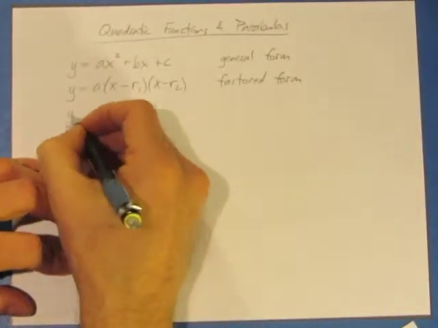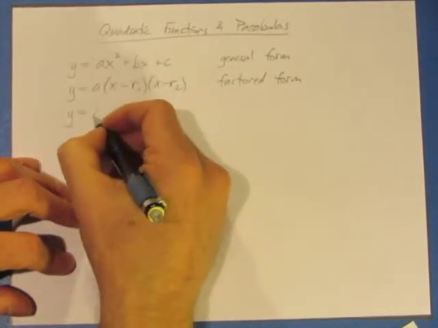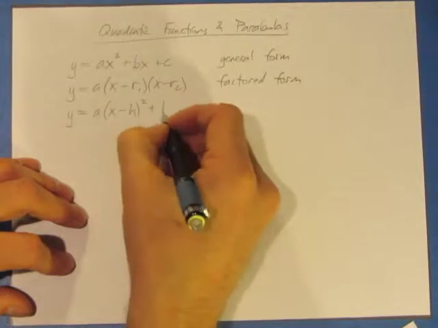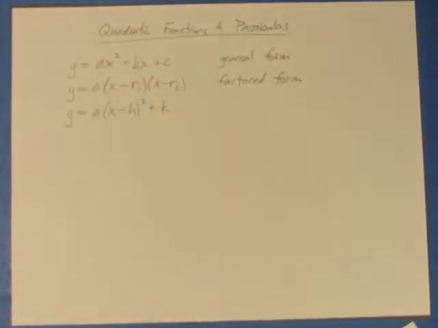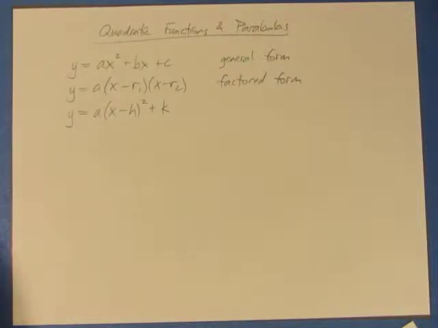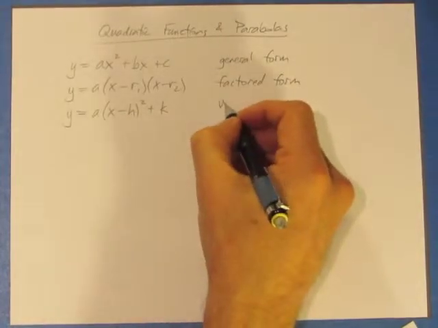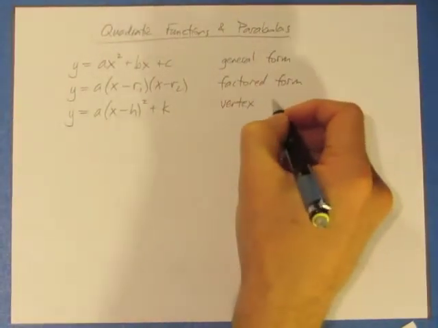And the last form we're going to look at is this one right here, y equals a times (x minus h) squared plus k. So this form utilizes what may be the most important part of a parabola, which is the vertex. h and k are the coordinates of the vertex. We call this the vertex form.